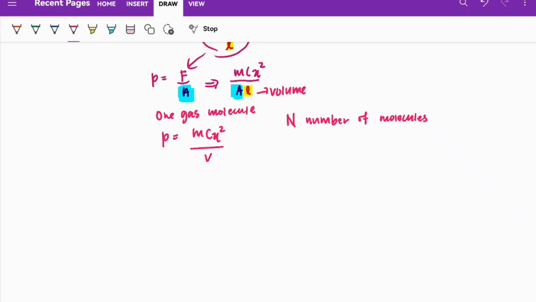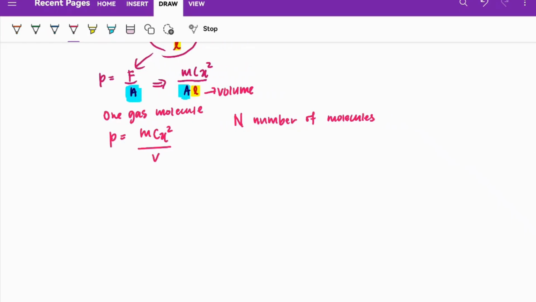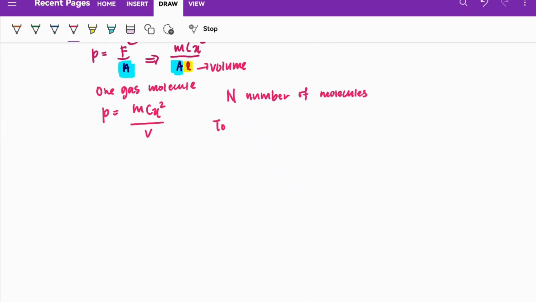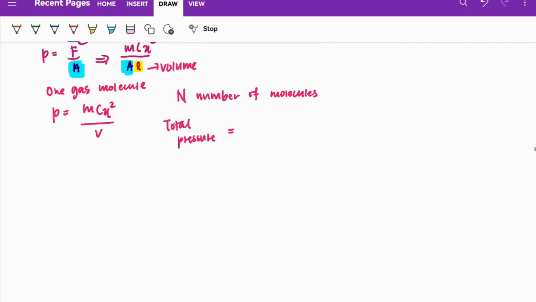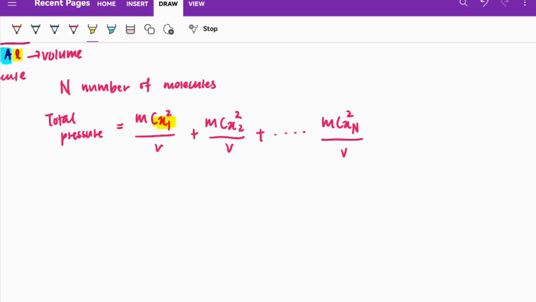If I have n number of molecules, what will my total pressure be? My total pressure would be equivalent to mcx1 square over V plus mcx2 square over V, and so on until you have mcxn square over V. Why is it x1, x2, xn?